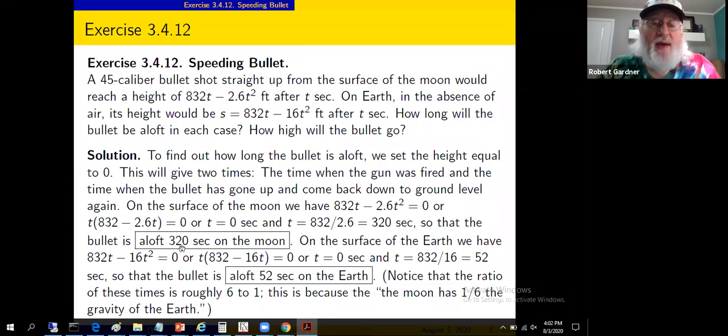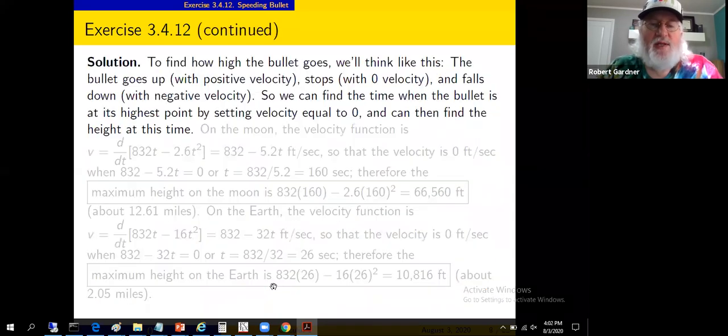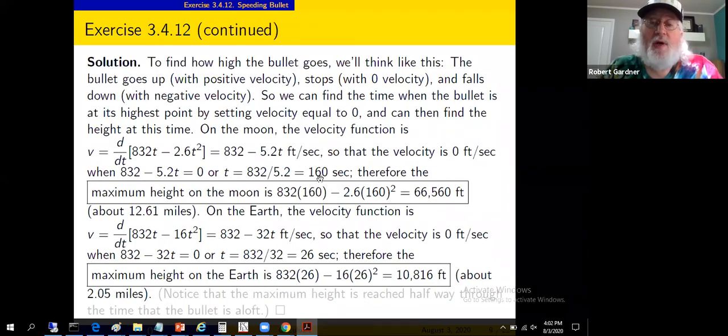So when did it reach its maximum height? Should have been half this, should have been 160 seconds, and it was. On the Earth, 52 seconds aloft. Half of that's 26. It was going up 26 seconds, and it was coming down 26 seconds. So we should have gotten 160 seconds and 26 seconds, and we did. 160 seconds and 26 seconds was when it reached its maximum height.